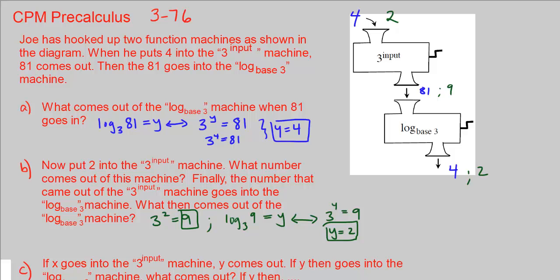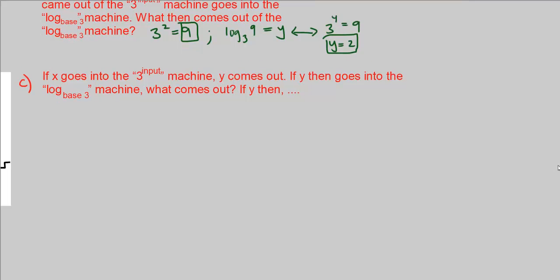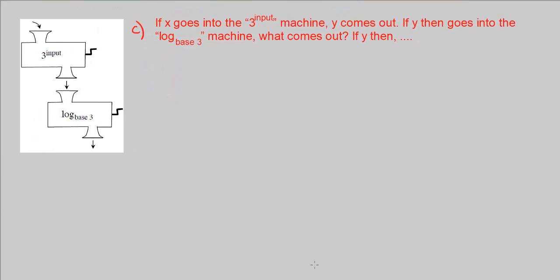Let's go on to part C. Part C says, well, let's bring this down as well because I have the image here again. What if x goes into the 3 to the input machine? Well, y comes out. So if we put in x here, the output here is y. So 3 to the power of x, the input is x. Y comes out. So that's equal to y.